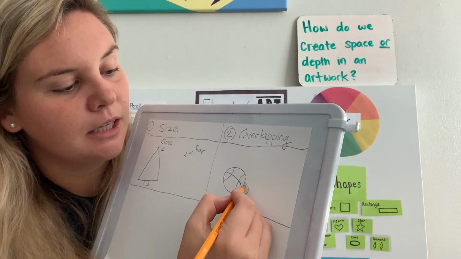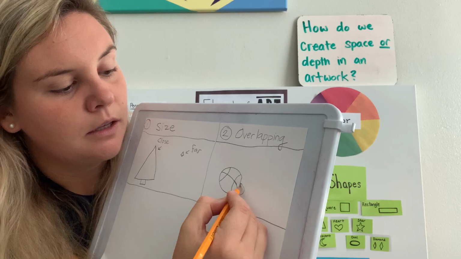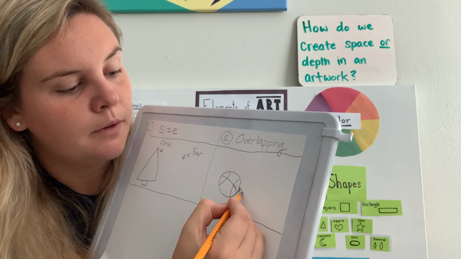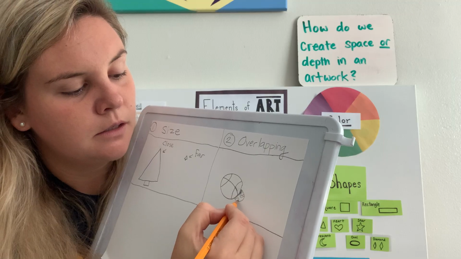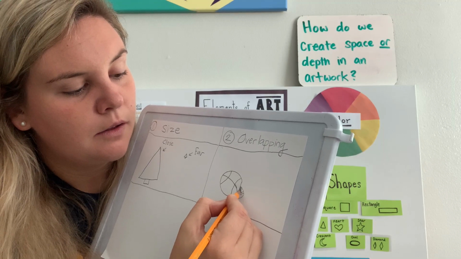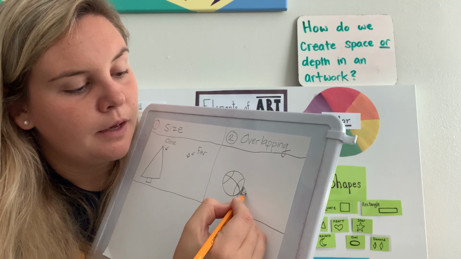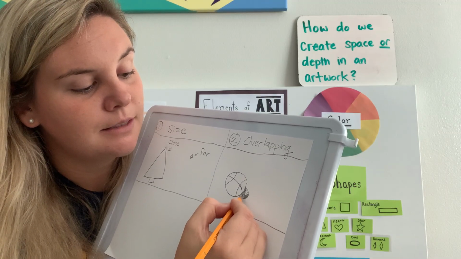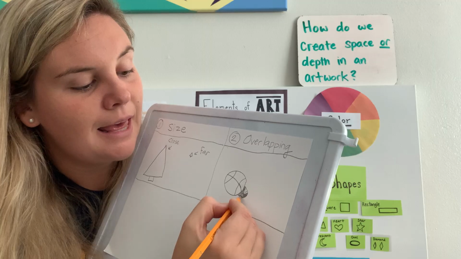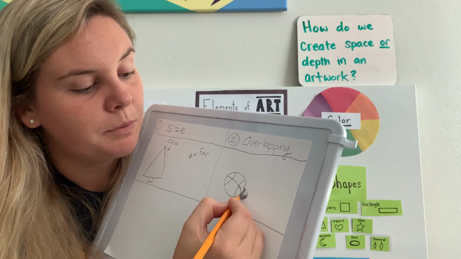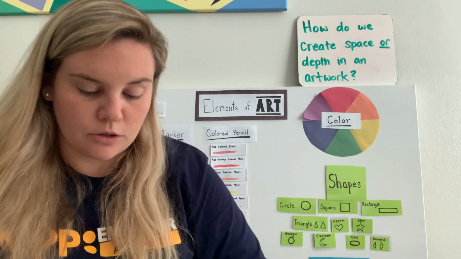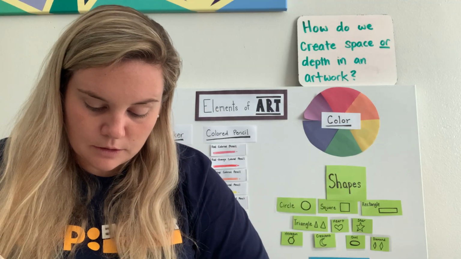So I'm actually going to color in the other ball. We'll pretend it's a tennis ball, so we'll give it some white lines. Okay. And the trick to doing overlapping correctly is to make sure that you don't see any of the object that's behind the first object. So let me just color it all in so it's really clear to see.